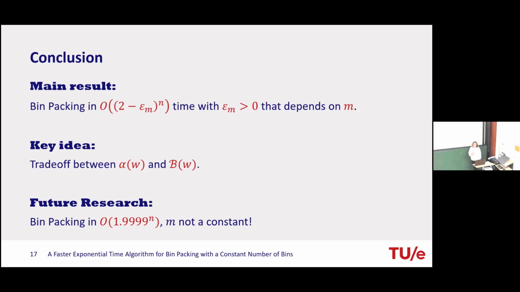So to conclude, we are able to do bin packing faster than 2 to the n if we see the number of bins as a constant. So that's pretty cool. The key idea is this trade-off between alpha of W and B of W. And for future research, it would be awesome if we could also get bin packing faster than 2 to the n, but m not a constant. But you definitely need some extra or new insights, because everything in here is very dependent on this number of machines, number of bins, I think.